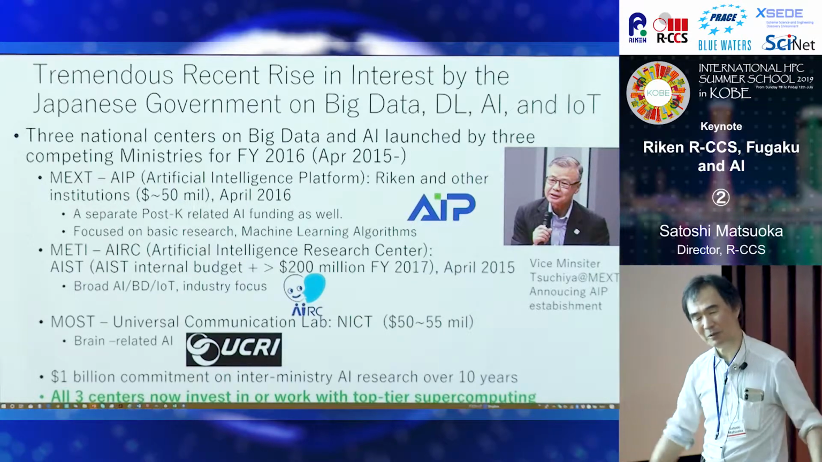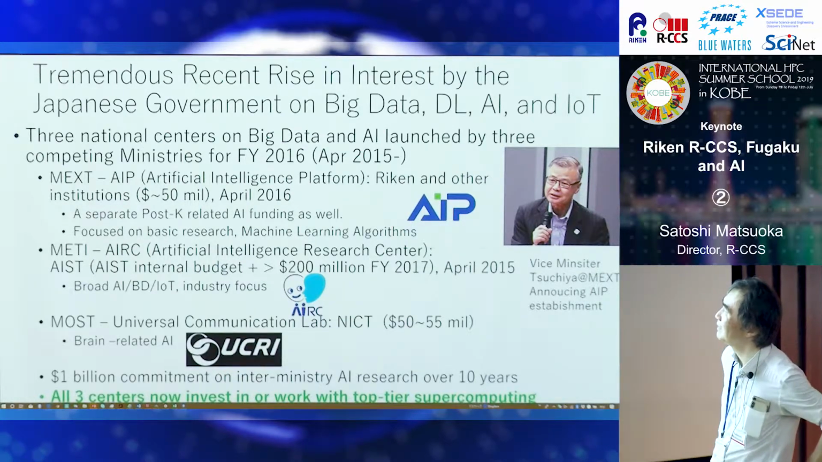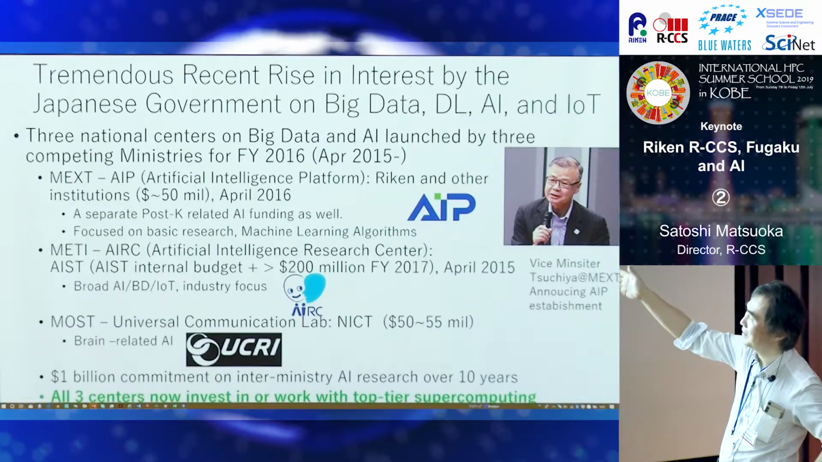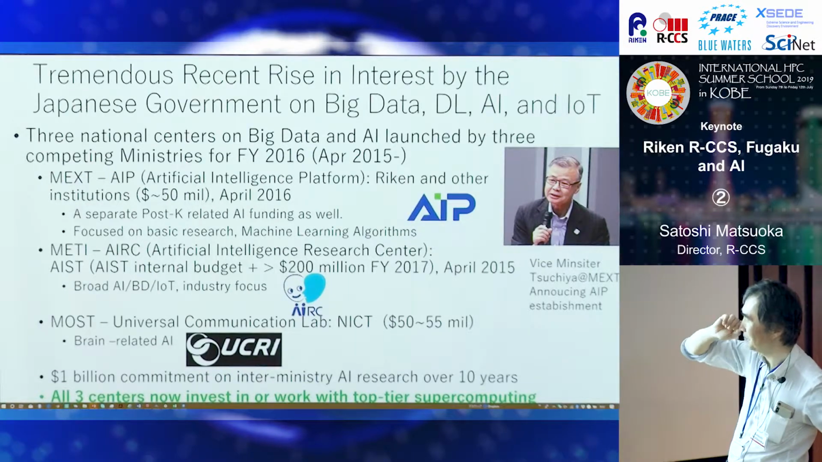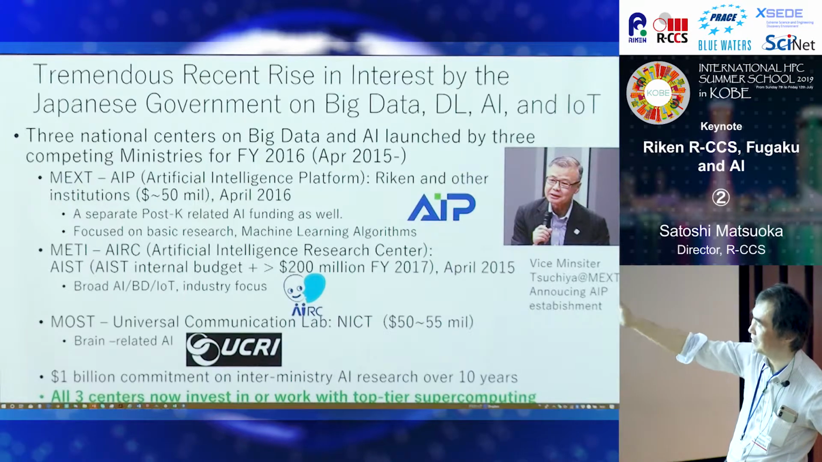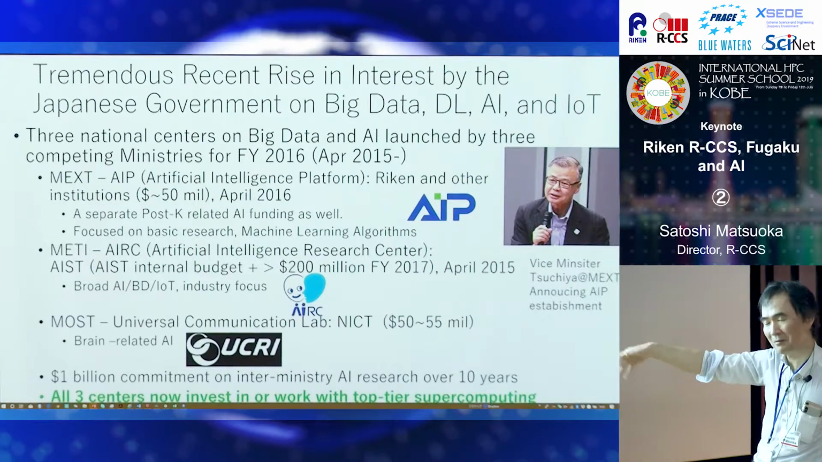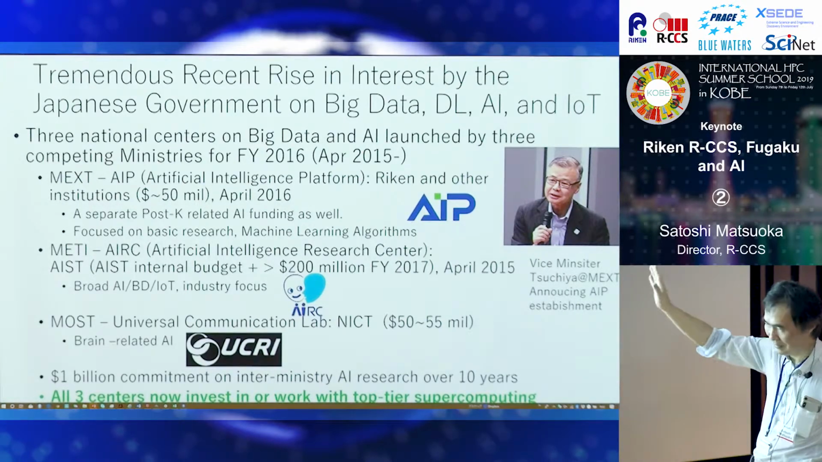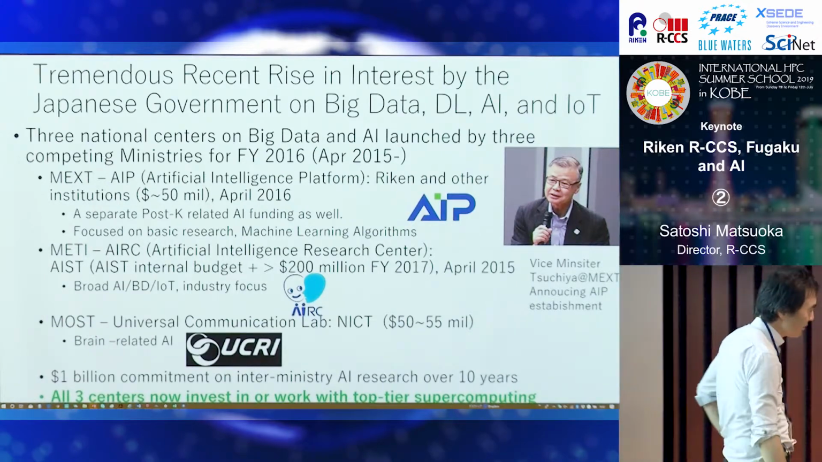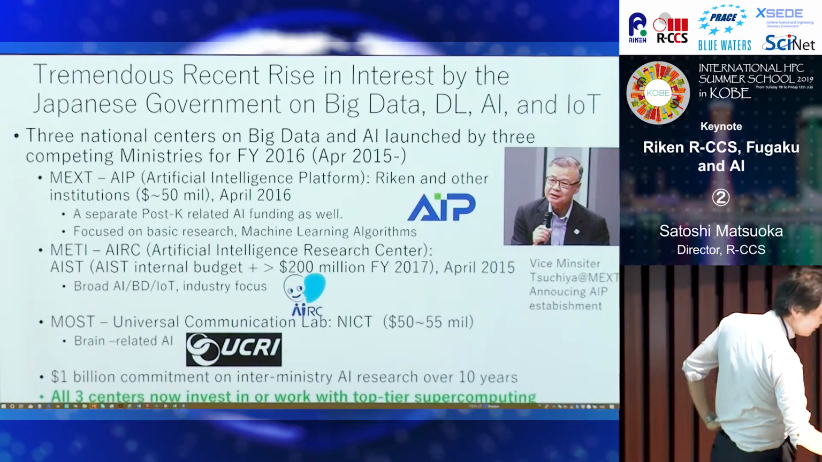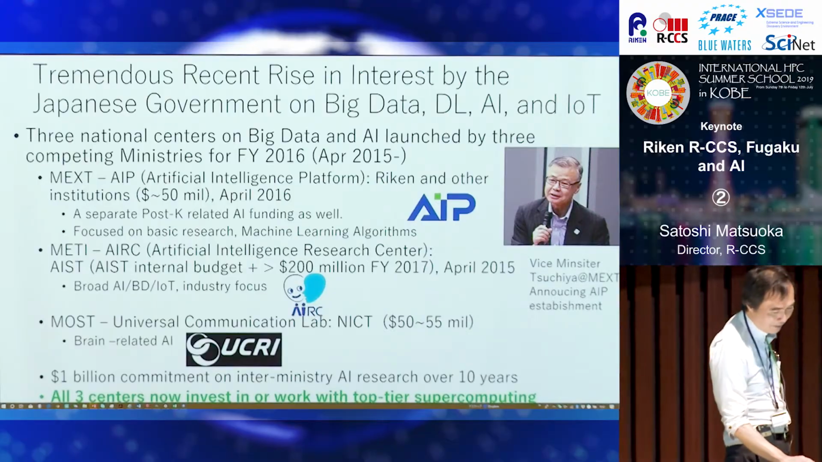We have lots of supercomputing centers, so that may be fine. We have AIP, which is Riken's AI Center, our sister center. We have AIRC, which is the AIST center, and we have UCRI, which is for communication. And each of the centers has its own expertise, but each is very well funded under the national program.